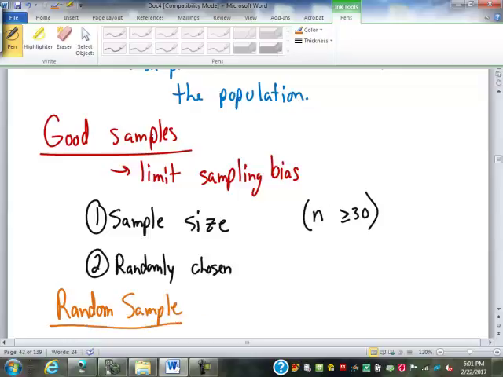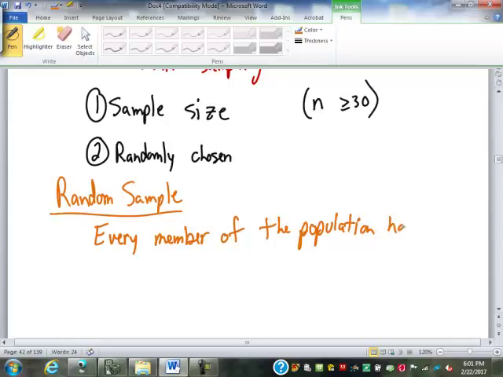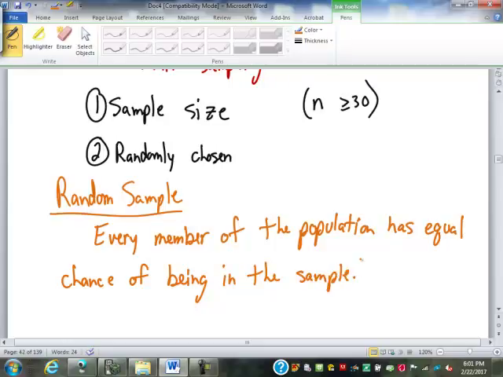is defined statistically to be every member of the population has equal chance of being in the sample. So for the example we used, people that aren't at that football game have no chance of being in the sample. So that is not a random sample.